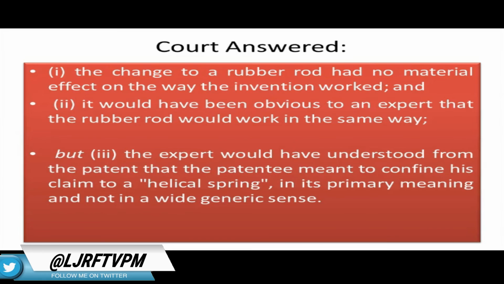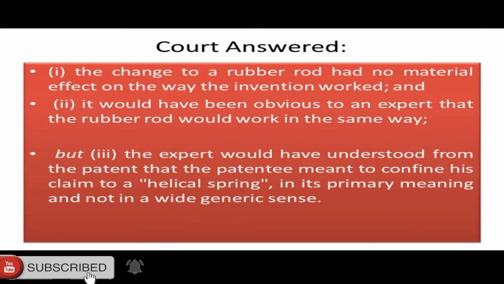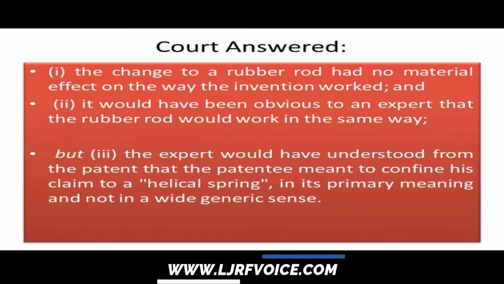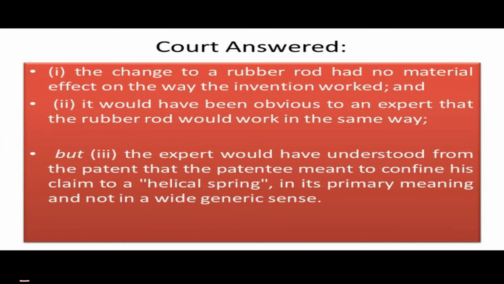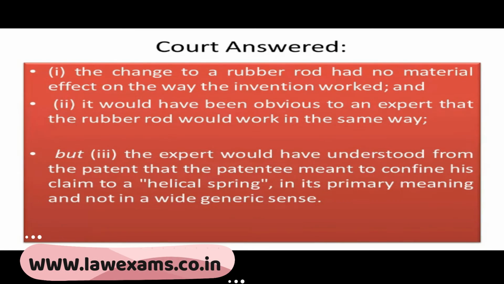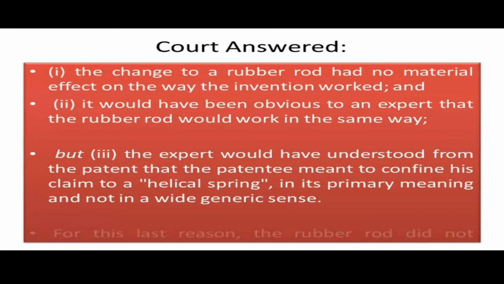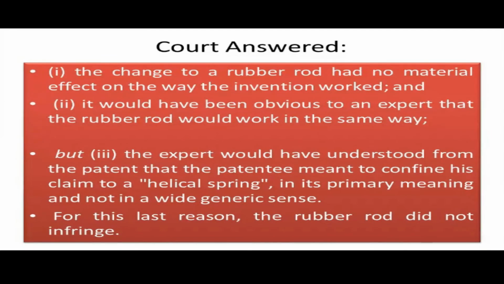The way in which the claim is made, the language used in the claim, is such that the court has observed that the expert would have understood from the patent, from the claim, that the patentee meant to confine his claim to a helical spring only. That is, only the way in which the plaintiff's machine worked. The language used is not wide enough to include anything other than a helical spring. It is not used in a generic sense, meaning to say that the right of the plaintiff is confined to the machine with a helical spring only. And for that reason, the rubber rod did not infringe.